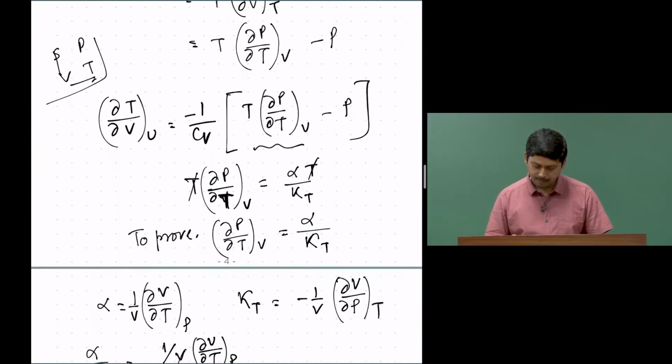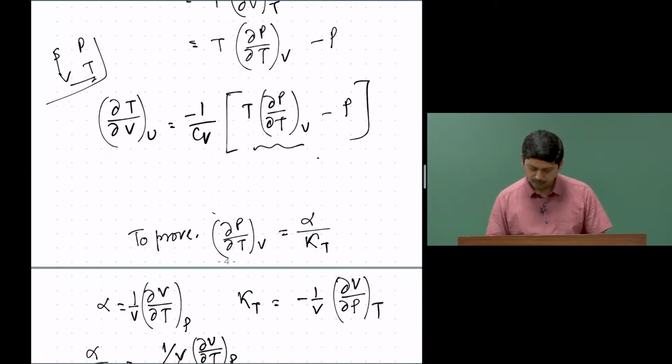So, now I am coming back and I see that I can write this whole expression. I am going to just remove this part. Now, I am going to write the whole expression as T alpha by kappa T minus P, and proved.